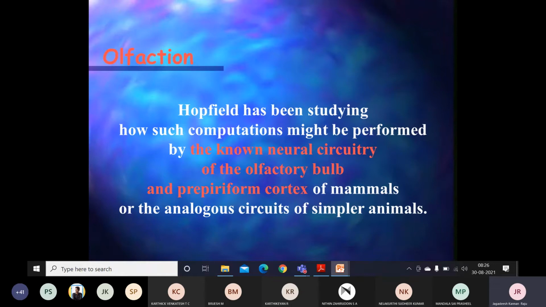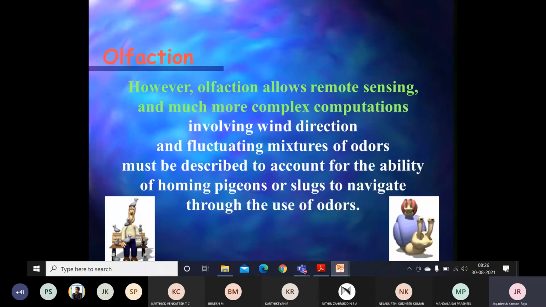So the piriform cortex is where I determine whether I have a good smell, a bad smell, or a pleasant smell. All those things I need to segregate via this olfaction. However, this procedure allows remote sensing and much more complex computations involving the wind direction and fluctuating mixtures of the odors also.